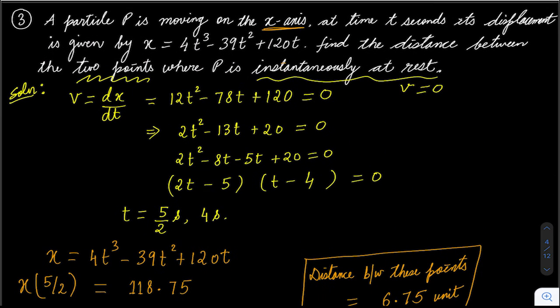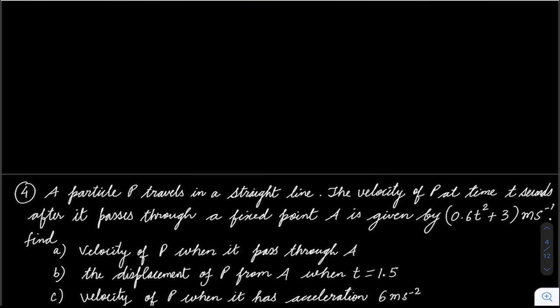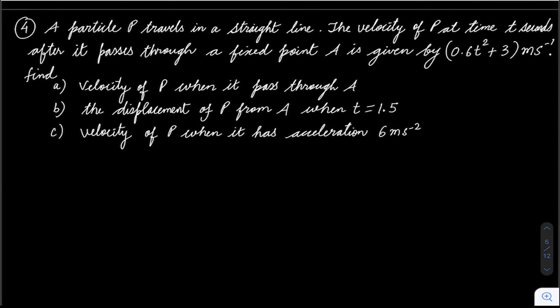Okay, so this is how we can find when the particle is instantaneously at rest. So that's the most important thing. The rest is calculation. Okay, let's try one more question. The particle P travels in a straight line. The velocity of P at time t seconds after it passes through a fixed point A is given by this.